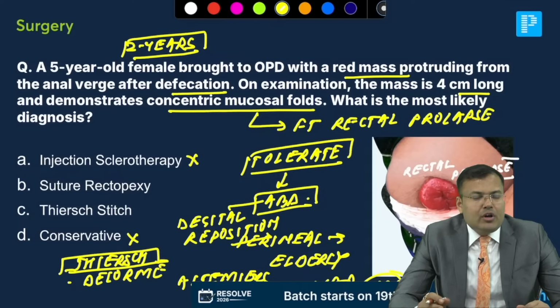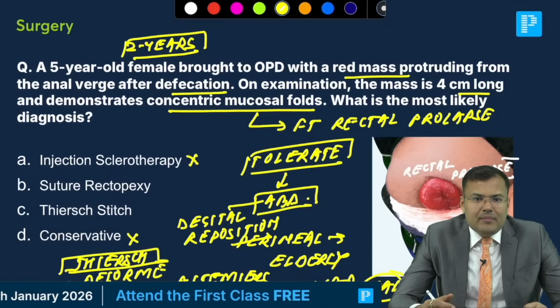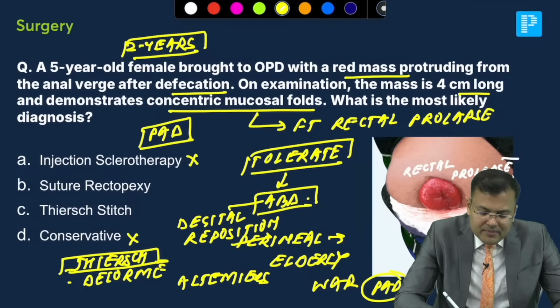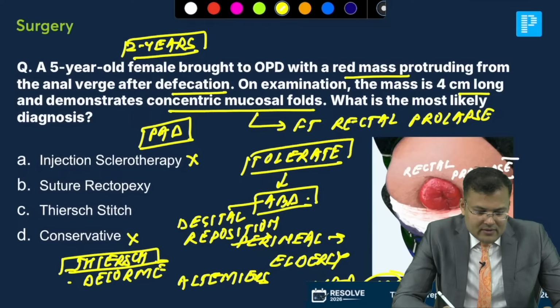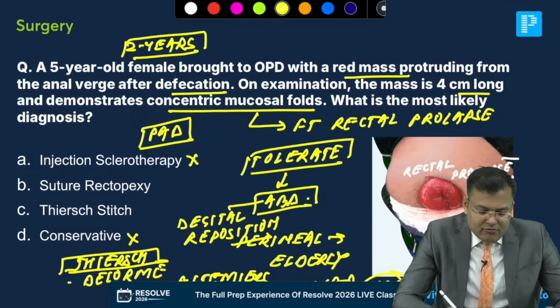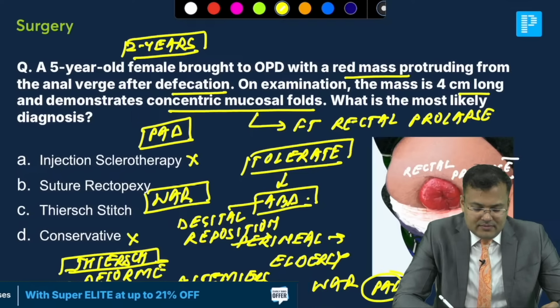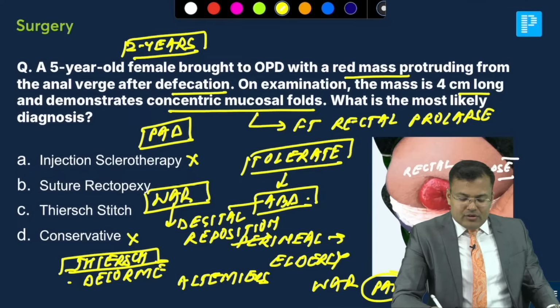ठीक है? Because abdominal में क्या क्या होता है? Wells and Ripstein. These are abdominal. PAD में क्या क्या होता है? Altemeier's, Delorme. So perineal is Altemeier's and Delorme. ठीक है? VAR is done in adults. VAR. ठीक है? Altemeier's and Delorme. एब्डोमिनल में क्या है? वेल्स एंड रिप्स्टीन. सो वेल्स और रिप्स्टीन करते हैं इसमें.